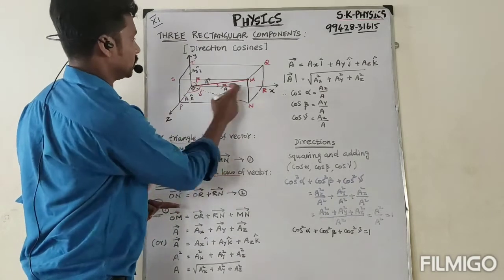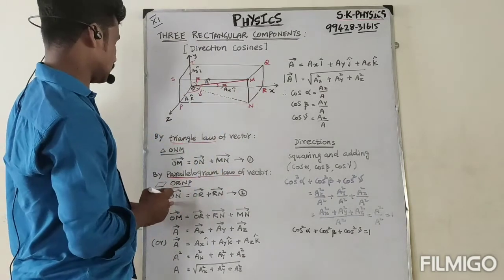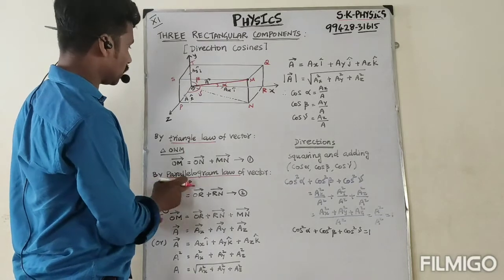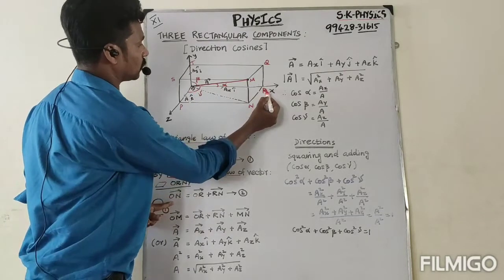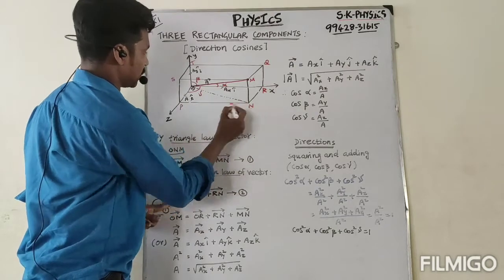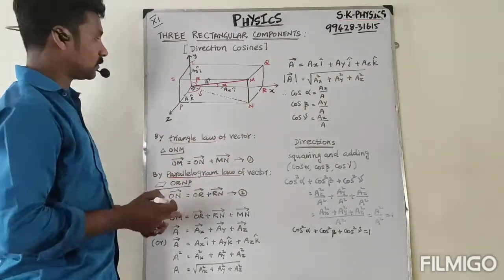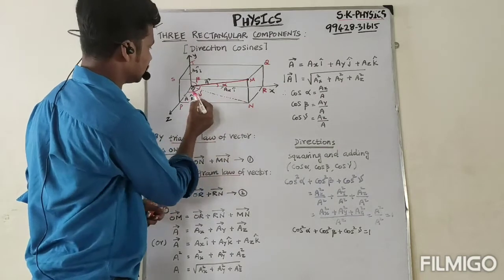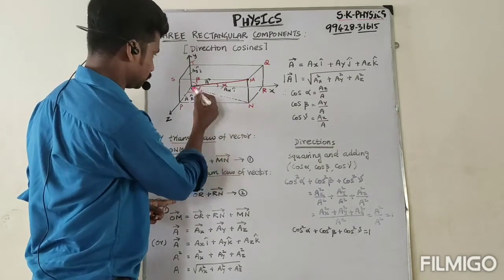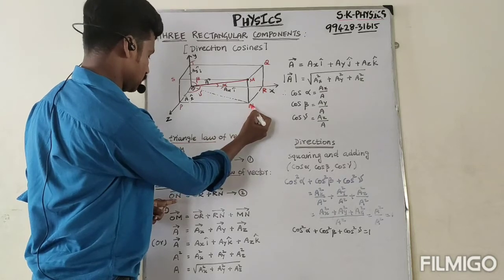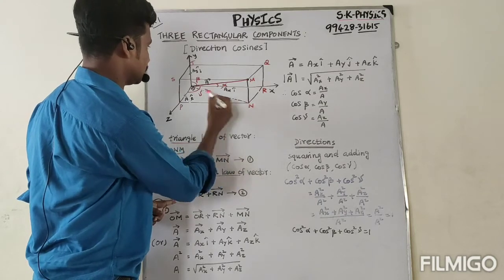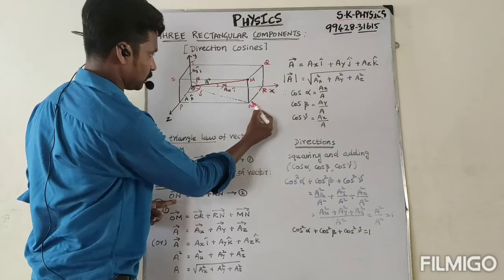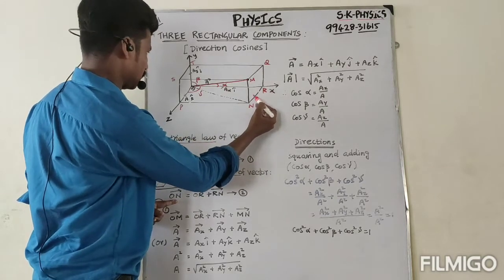And then the second one, by using the law of parallelogram. Where is the parallelogram? I already told you, here you can take the parallelogram ORNP. In this parallelogram, the diagonal is the resultant, so ON is equal to, we can write, OR plus NR, or otherwise OP.